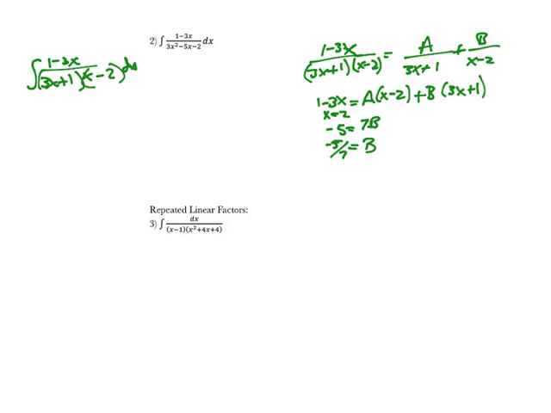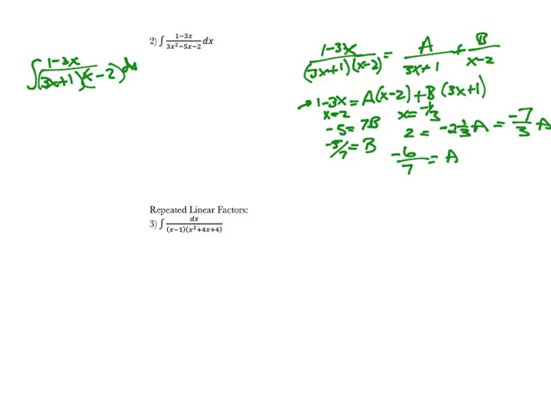B's a little yucky to get rid of. X would have to be negative 1/3. But if I put negative 1/3 in for x over here, I get 1 plus 1, or 2, equals negative 1/3 minus 2, so negative 2 1/3 A, which is really negative 7/3 A. So that means that negative 6/7 would be A.